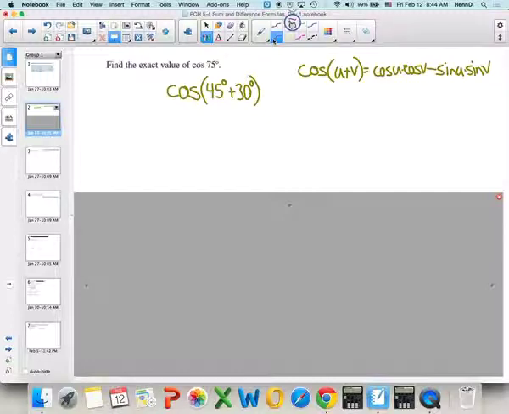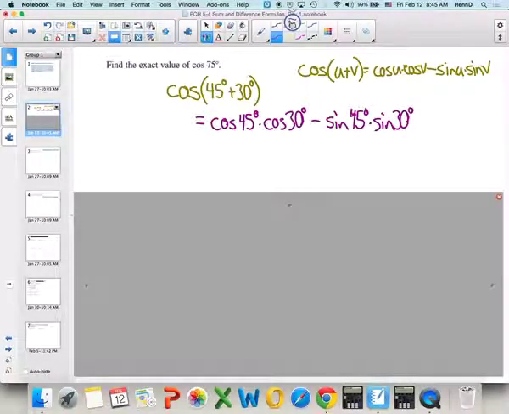So, cosine of u plus v, we have 45 plus 30. So this is going to equal the cosine of 45 times the cosine of 30 minus the sine of 45 times the sine of 30. Okay? Does everyone follow what I did there? Not too hard. Now it's just a matter of remembering our unit circle.